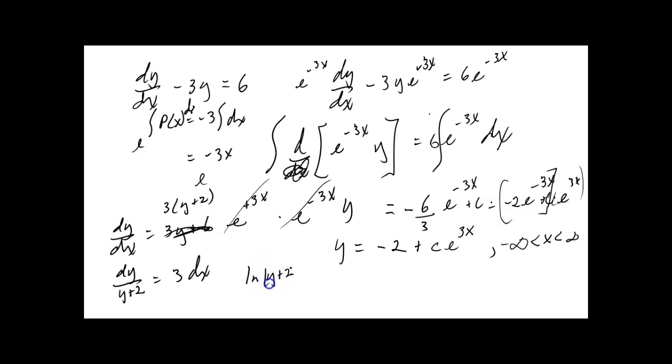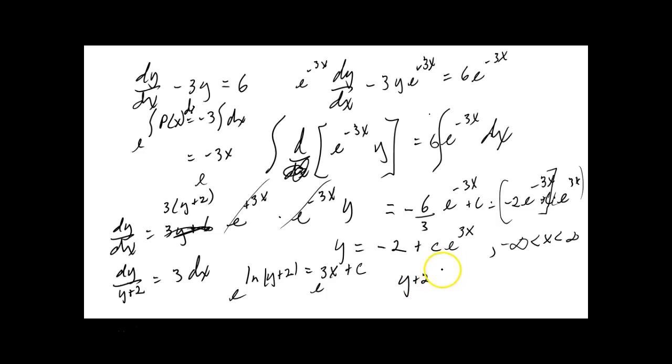Now, we probably really should put absolute values on it, but okay. Is equal to 3x plus c. Now, I'll probably want to change what that c is, but whatever you want to call it, c1, whatever. And then what would we do? Exponentiate both sides. And when you exponentiate this, you get y plus 2, right?